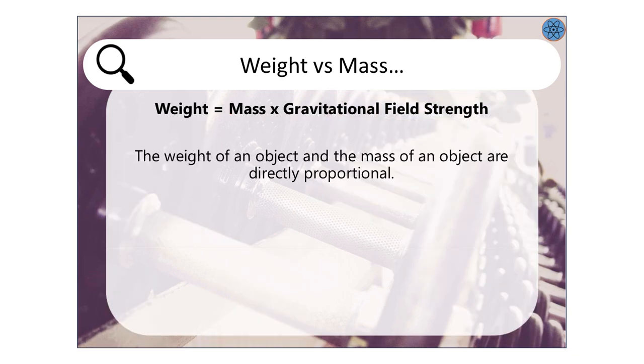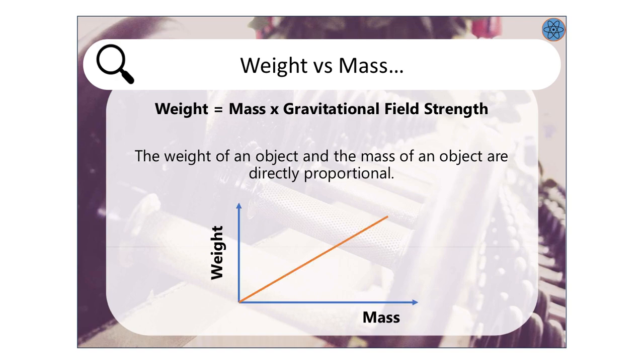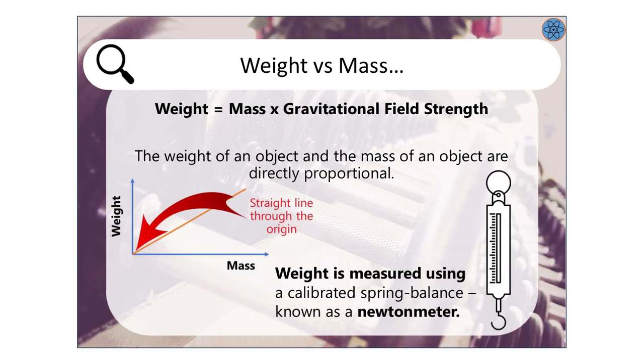Therefore, we would say that the weight of an object and the mass of an object are directly proportional to each other. If one goes up, the other one goes up too. So if we were to draw a graph of this with weight on the y-axis, mass on the x-axis, it would be a straight line through the origin. Weight and mass are directly proportional.